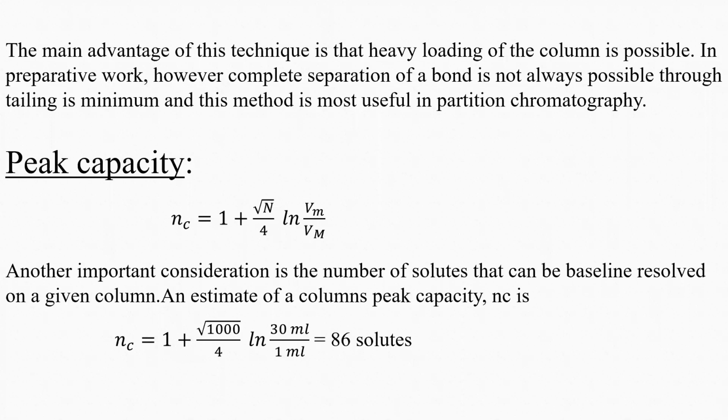Next one is peak capacity, that is, Nc is equal to 1 plus root of N divided by 4 into ln Vn divided by Vm. Another important consideration is the number of solutes that can be baseline resolved on a given column. An estimate of the column peak capacity: Nc is equal to 1 plus root of 1000 divided by 4 into ln of 30 ml divided by 1 ml, that gives 86 solutes.